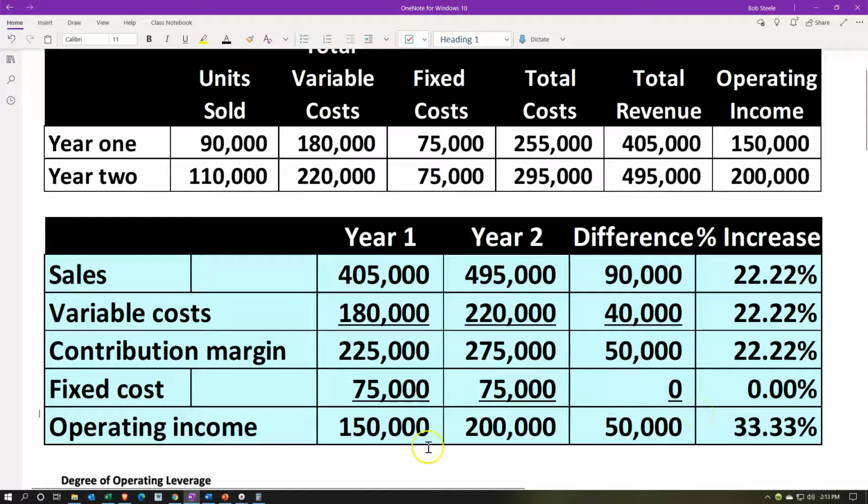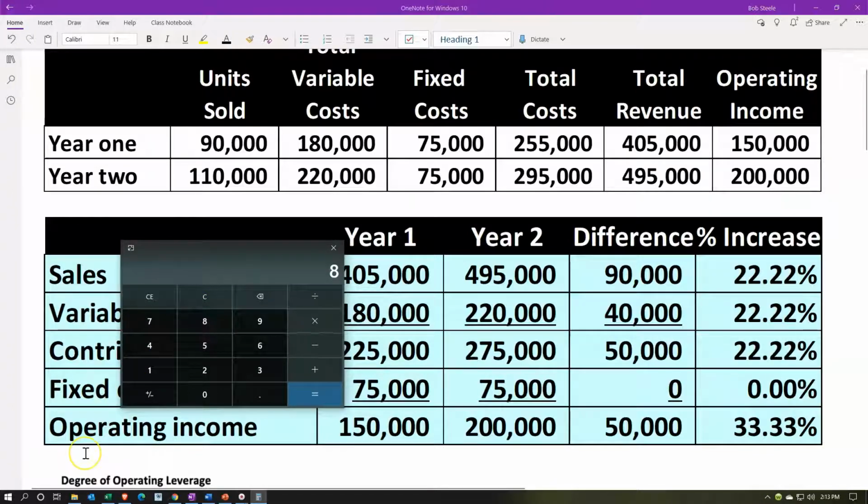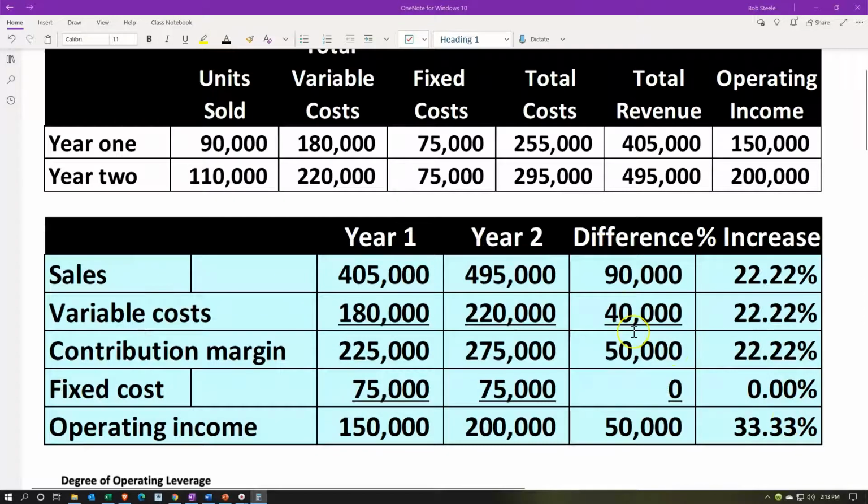Then we have the operating income, the 225,000 minus the 75,000 gives us the operating income, the 150,000. The 275 minus the 75 for year 2 gives us the 200,000. That once again is a difference of the 50,000, the 200,000 minus the 150, or the 50,000 minus 0. And then if we take that $50,000 change, we're going to say, all right, the 200,000 minus the 150,000 is a 50,000 change divided by the 150,000 gives us the 33.33 change in terms of the operating income.